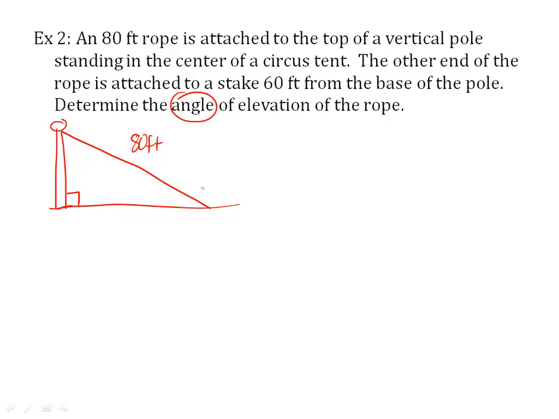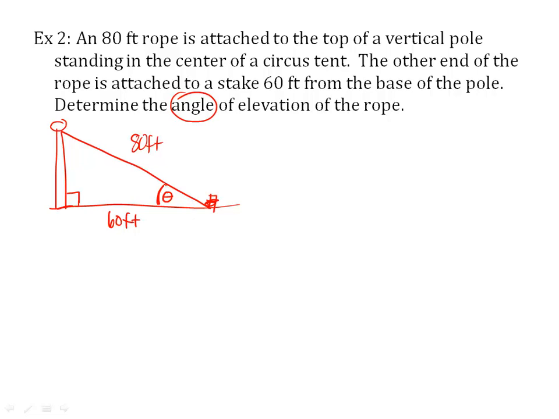The other end of the rope is attached to a stake. Here's my stake that it's wrapped around, okay? And it's 60 feet from the base of the pole. Determine the angle of elevation of the rope. So this is my angle of elevation. This is my theta. I don't know theta.